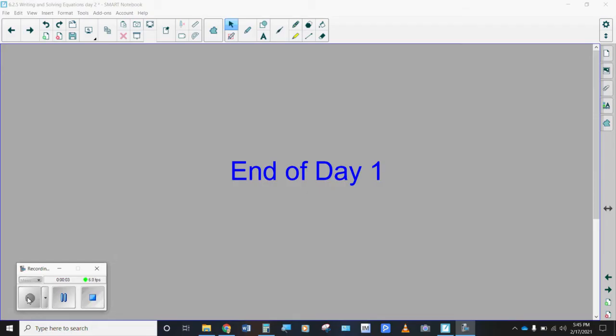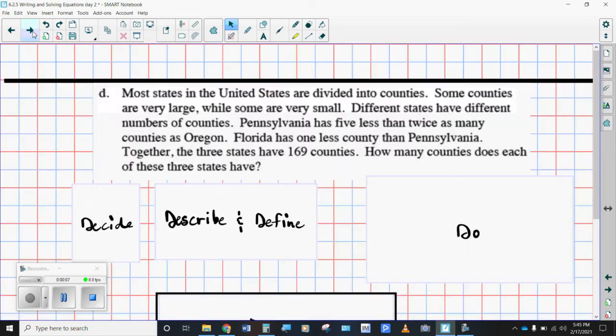Alrighty, let's continue on with this lesson. 6.2.5, day 2, problems. What number problem was this anyway? I can't remember. I think it was 103. Problem 103, D and E.